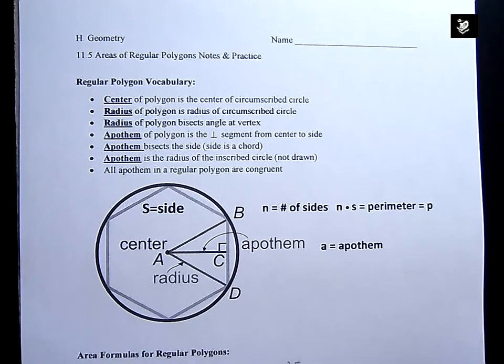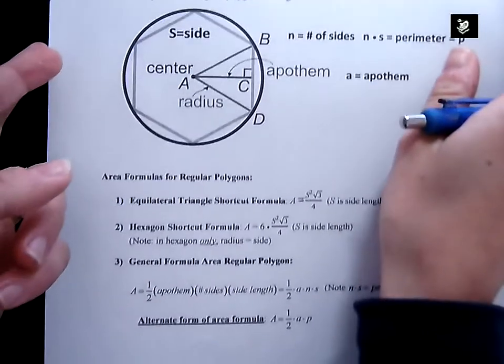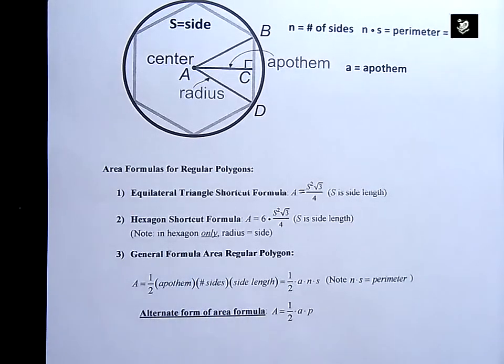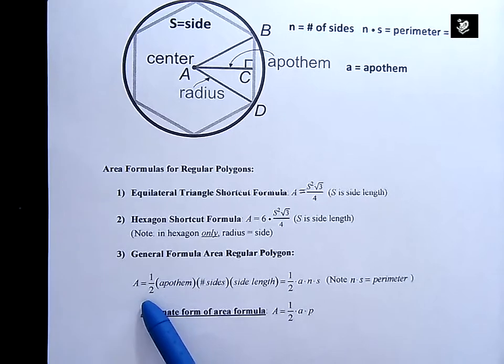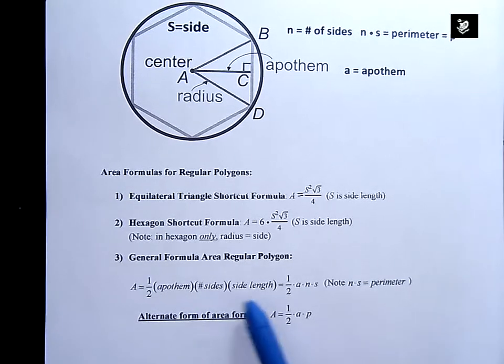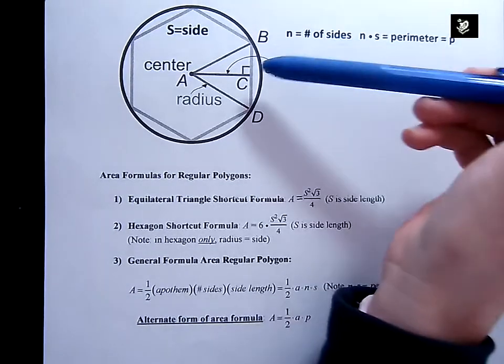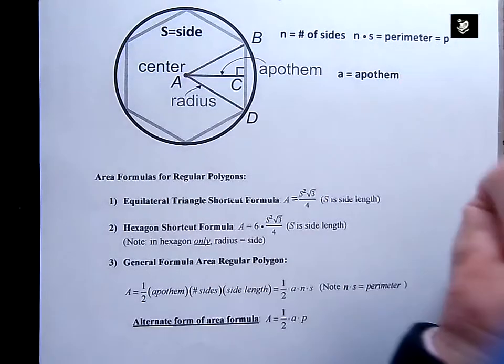So there is a formula to find the area of any polygon. It's actually at the bottom of our notes, so I'm going to skip down to the bottom. General formula for area of a regular polygon: the area is equal to 1/2 times the apothem times the number of sides times the side length. Now, if you notice in this picture, the number of sides is 6.